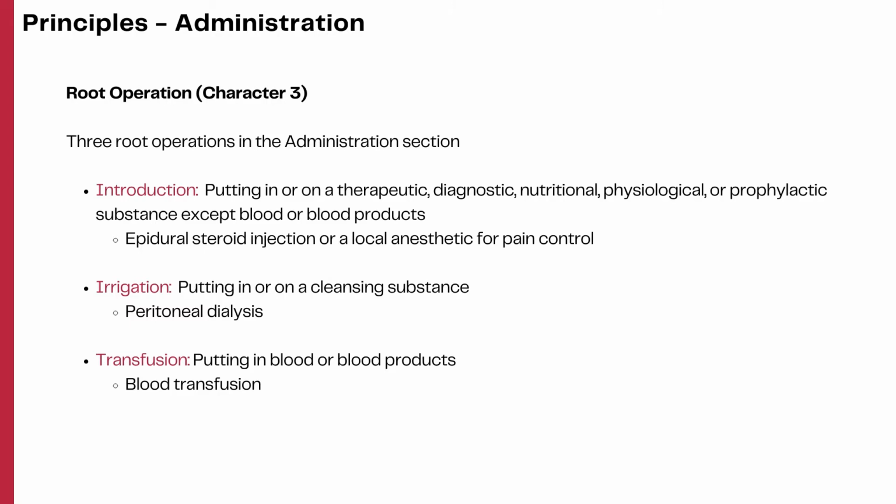Now, if the substance given is a blood product, then the root operation would be transfusion. And if it is a cleansing substance like peritoneal dialysis, then the procedure is coded to irrigation as the root operation.